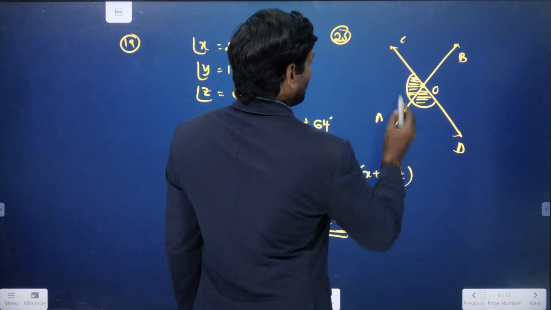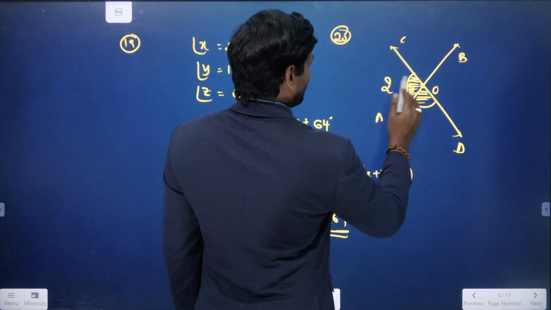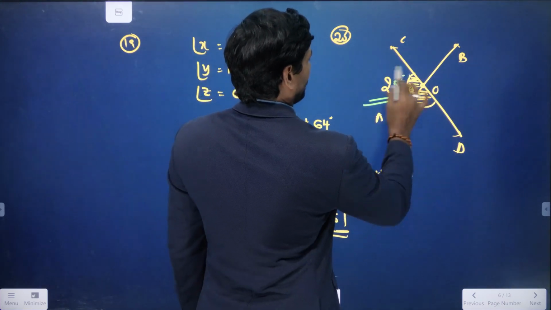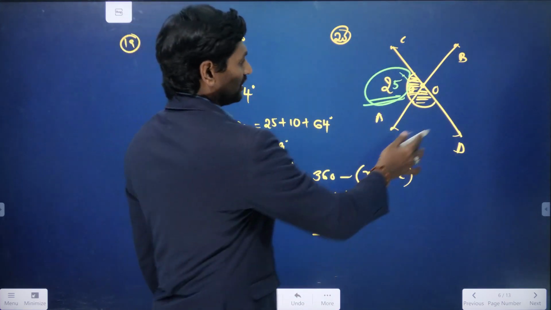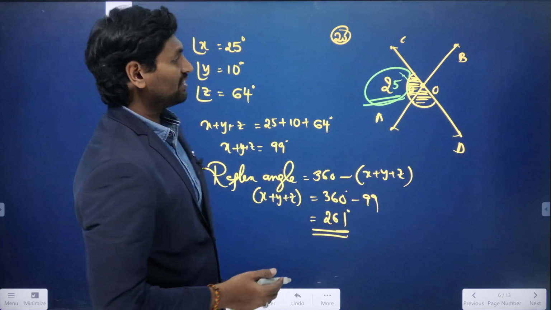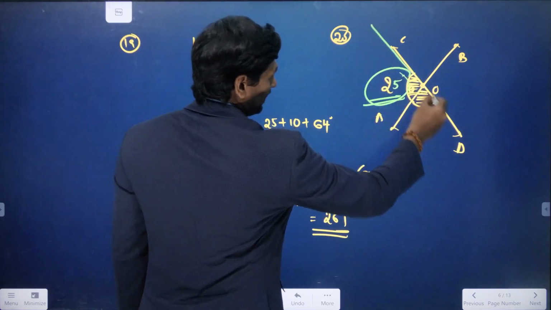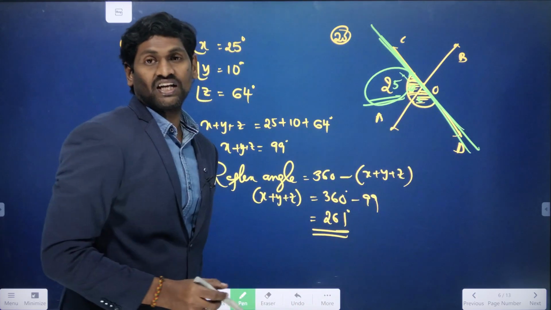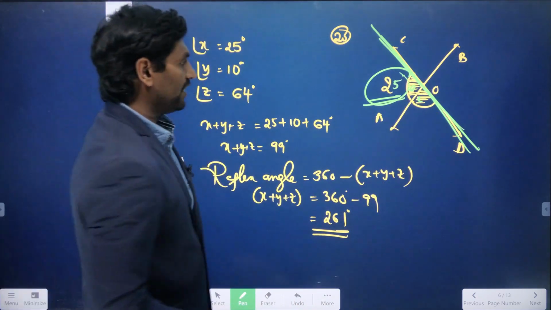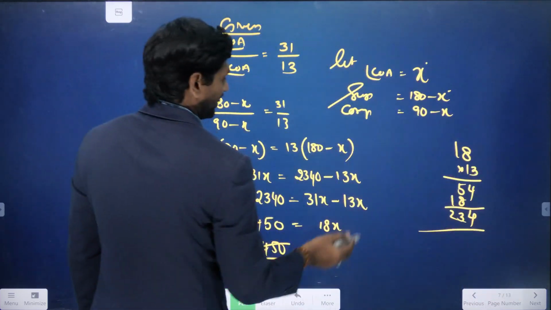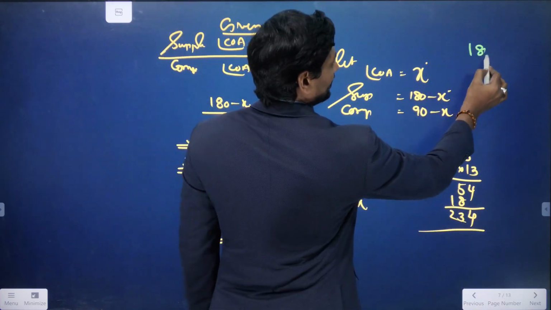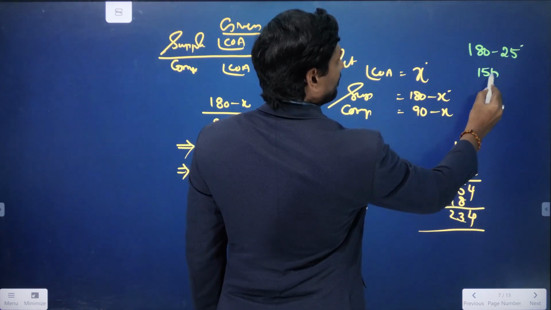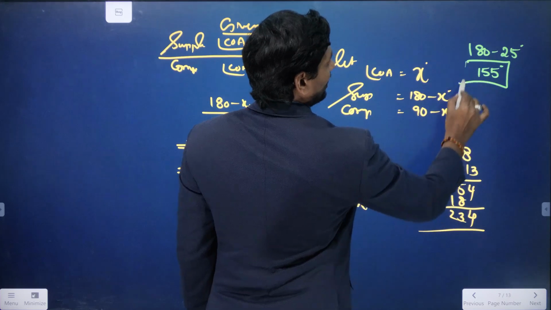So that means this is x. We are considering this one as x, right? So this is 25 degrees I got. What about DOA? While you are observing, this is a straight line. The sum of two angles on a straight line is 180 degrees because of linear pair. So we already got that one of the angles is 25. Then to find the second angle, 180 minus 25. How much? 155 is our required answer.